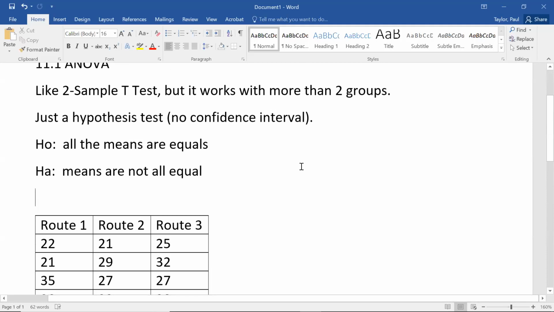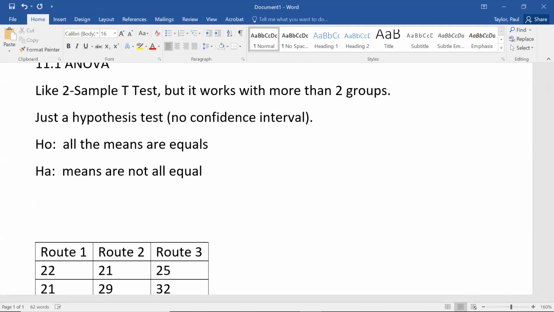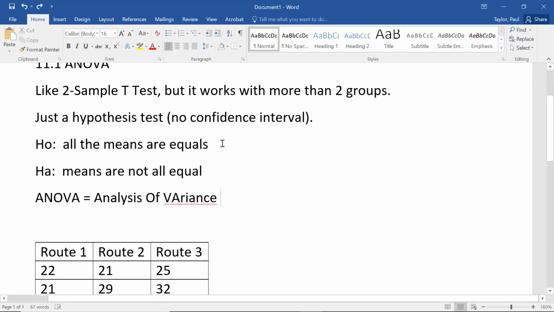ANOVA actually stands for something. It stands for analysis of variance. So ANOVA, this is analysis of variance. And Word is trying to fix my grammar here. But the AN is from analysis, the O is from of, and the VA is from variance.